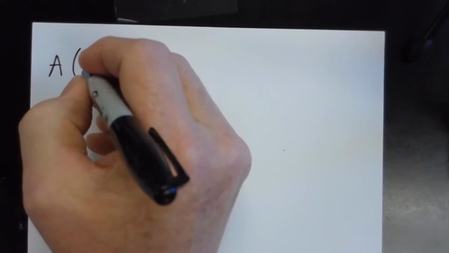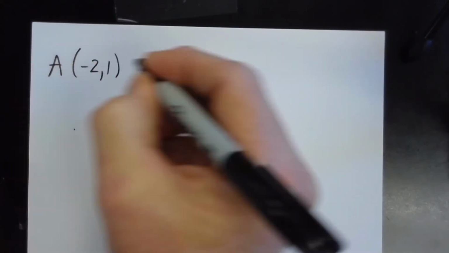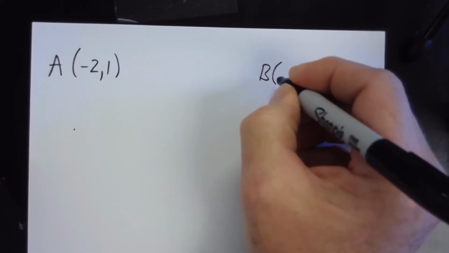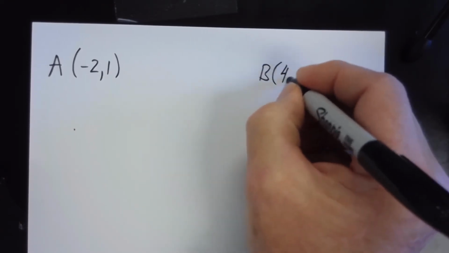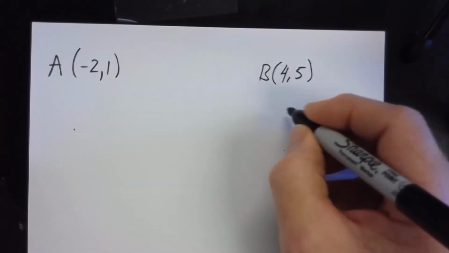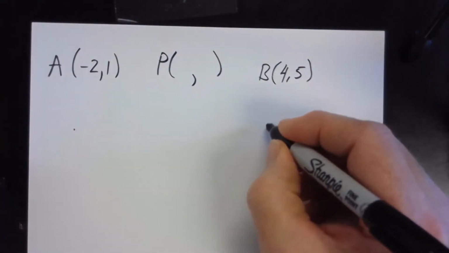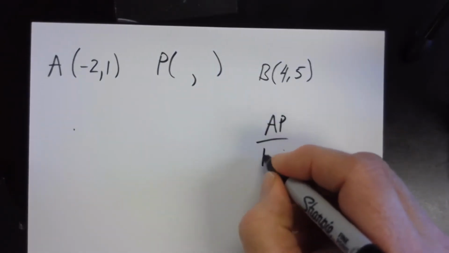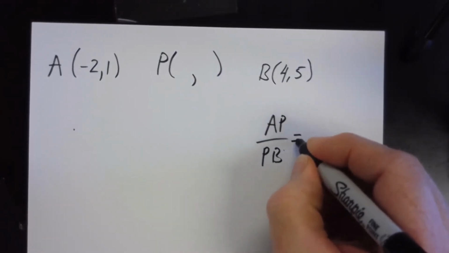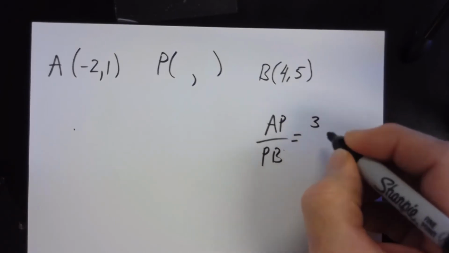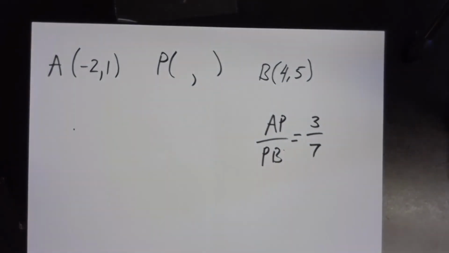Okay, this time, point A, -2, 1. Point B, 4, 5. I want to place point P on here so that the ratio of AP to PB, I want it to be 3 to 7. So we're not even going to go halfway this time, are we? That makes sense? Not quite halfway to B?